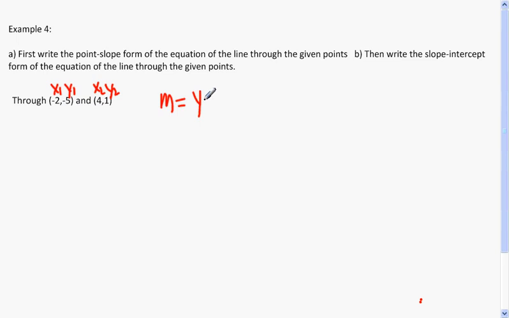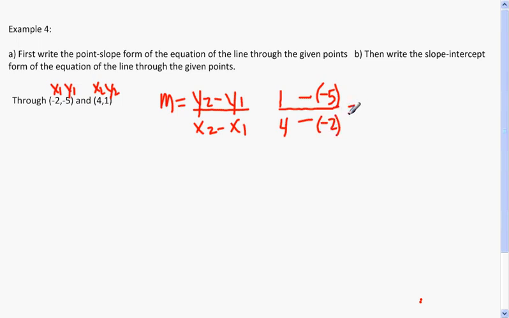And we've talked about how to find slope. The slope equation is y2 minus y1 over x2 minus x1. Now I'm going to go ahead and draw my little template and substitute into the correct spot. So my y2 is 1. My y1 is negative 5. My x2 value is 4. My x1 value is negative 2.